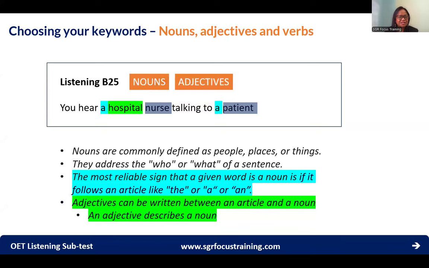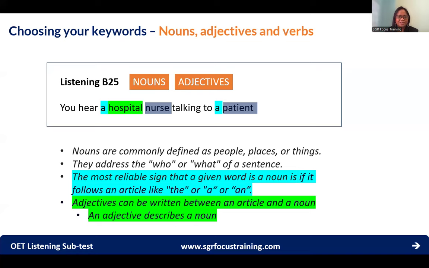Adjectives can be written between an article and a noun. An adjective describes a noun. Now we know that speaker one is a nurse that works in a hospital. This tells you that the patient is currently admitted in hospital.